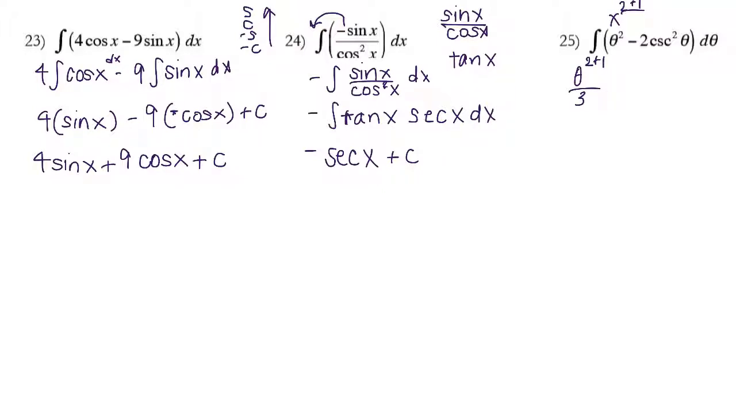And then I would move that 2 out, and if I integrate cosecant squared, I want to say that's going to be negative cotangent theta. And then we have our plus c. And then we need to go through and simplify this a little more. So we have theta cubed over 3, and that's going to be plus 2 cotangent theta, and then plus c.